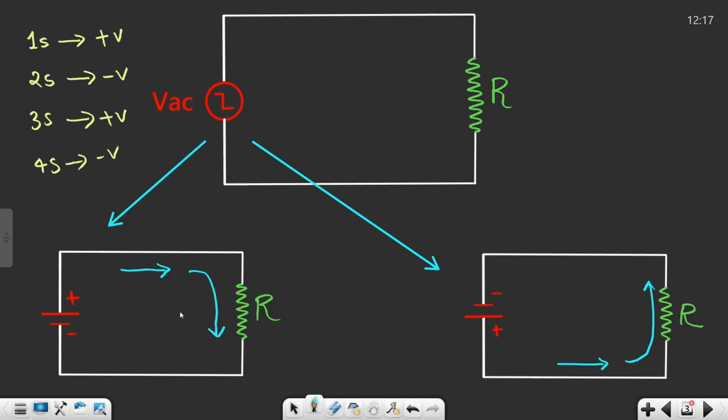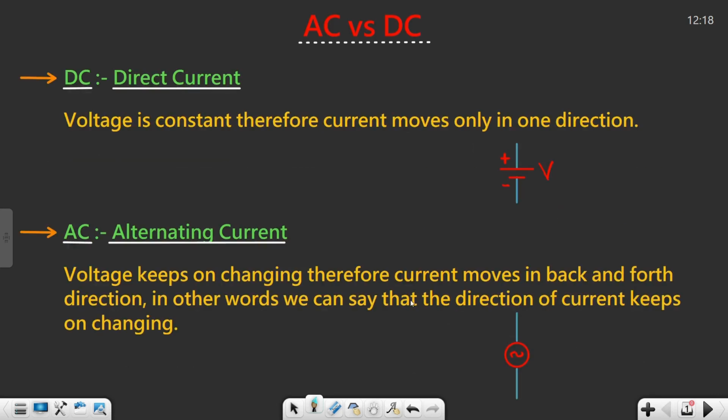And due to this, the current is moving back and forth. So you see the current is moving in this direction. After some interval, it is moving in another direction. So back and forth direction. That's why I wrote this particular word in this entire statement. So this is the basic idea of the AC source.